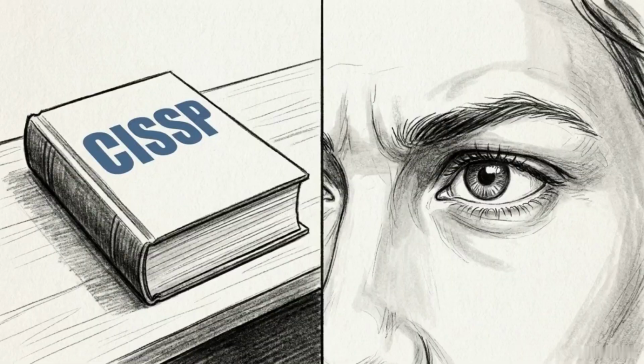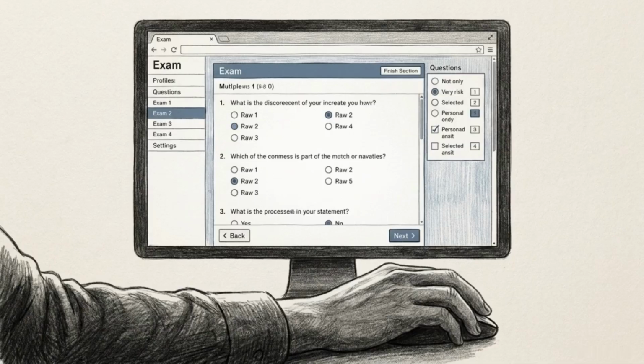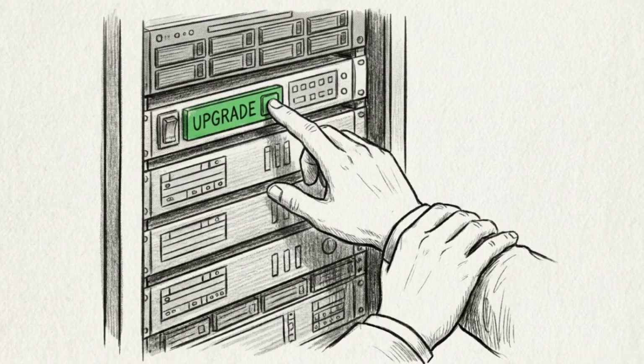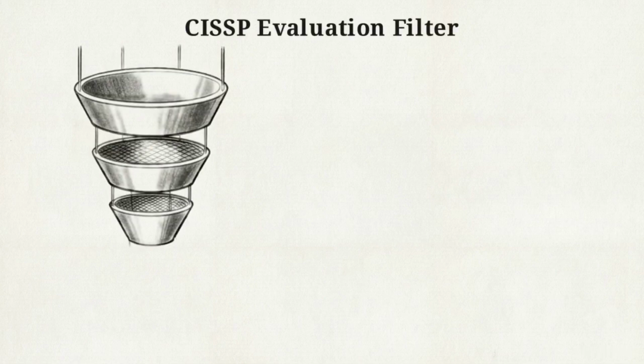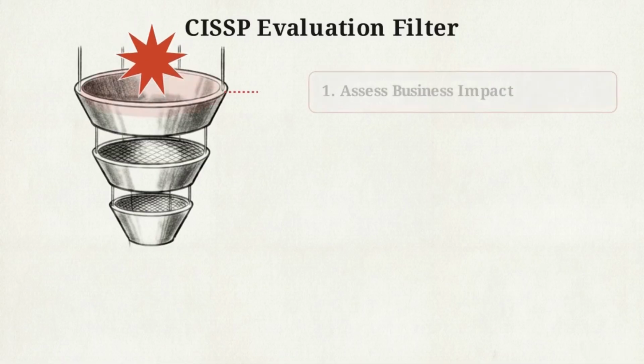All of this brings us back to the core challenge of the CISSP exam and the specific strategic mindset required to pass it. When you are presented with a disaster recovery scenario on the test, you must actively resist the urge to select the most advanced technical fix. Instead, process the scenario through the CISSP evaluation filter. The disaster event drops in.